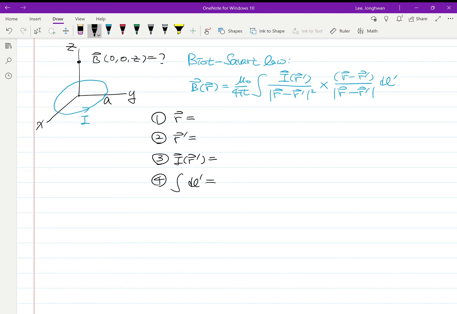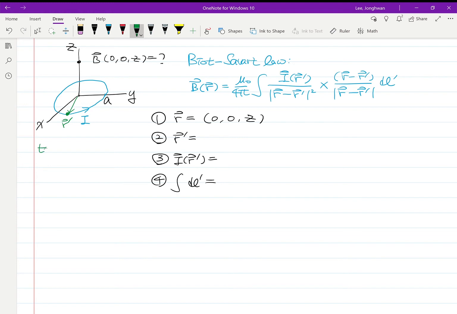Okay. And r is very straightforward. It's given in the question. We want to find the B field along the z-axis, so it should be (0, 0, z). And r prime, you can choose any arbitrary point along the source current. So this position vector can be r prime.